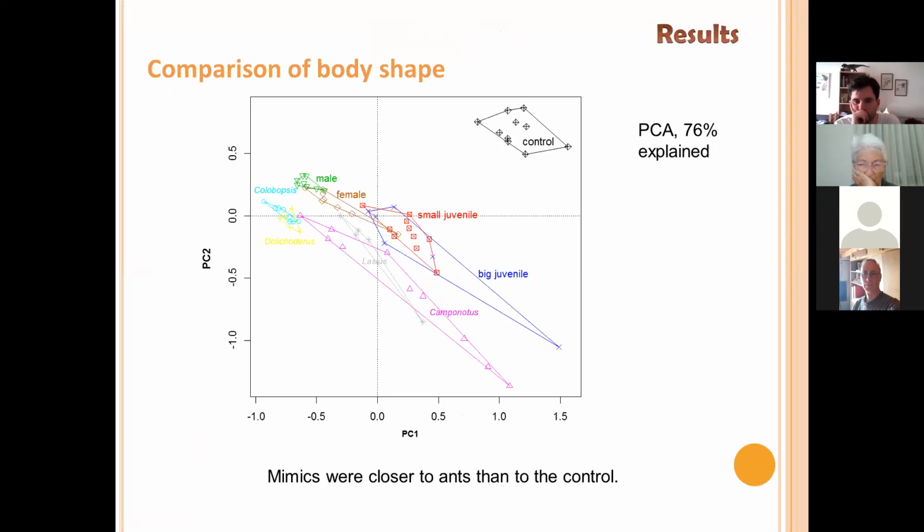Then we compare the body shape, and we see a similar picture. You see that the body shape of the mimics is similar to the body shape of the ants. Again, these polygons overlap, and this is very much different from the control. That's because these spiders have a false constriction on their abdomen, which imitates the free body parts of the ant body.